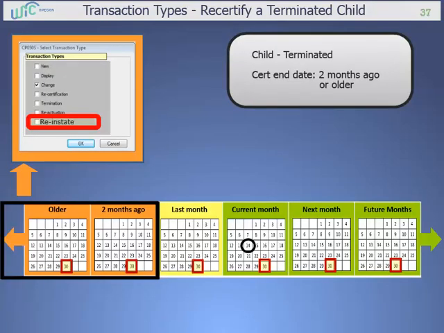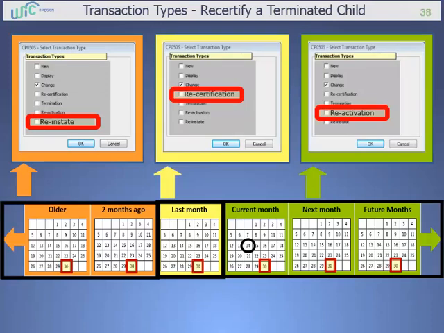To review, that was the orange section. The child was terminated and their last cert end date was 2 months ago or older. You did the reinstate and would complete the certification. It's as if the reinstate takes the place of a very overdue recertification appointment.